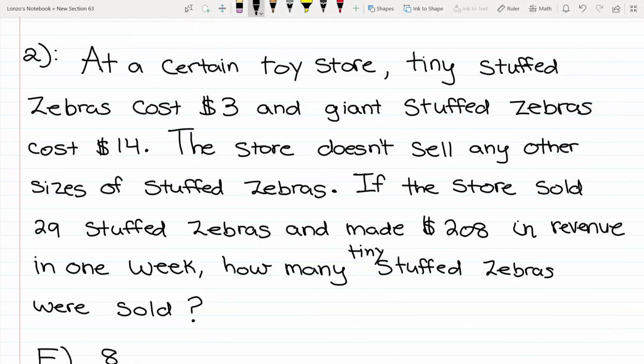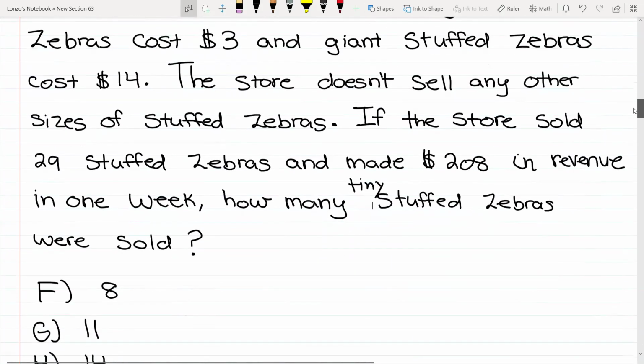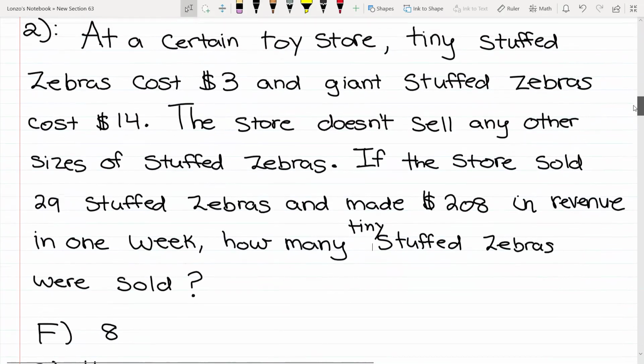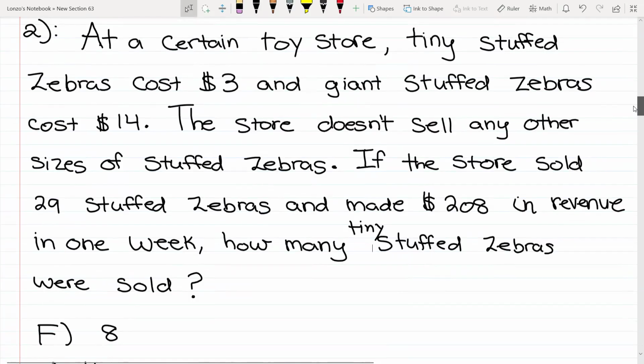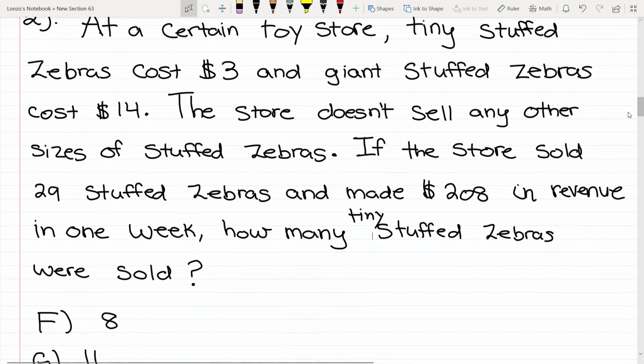It is a multiple choice, but did you know, this is a system of equations word problem. So here I'll read the problem again. At a certain toy store, tiny stuffed zebras cost $3 and giant stuffed zebras cost $14. The store doesn't sell any other size of stuffed zebras. If the store sold 29 stuffed zebras and made $208 in revenue in 1 week, how many tiny stuffed zebras were sold? So it's a system of equations word problem.